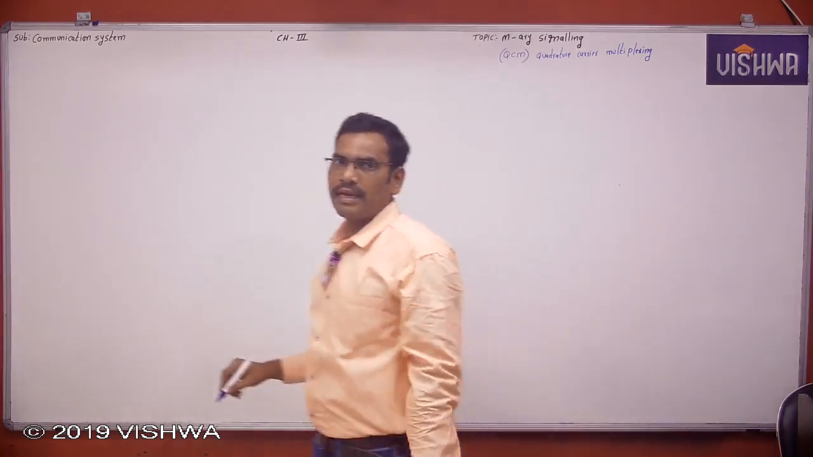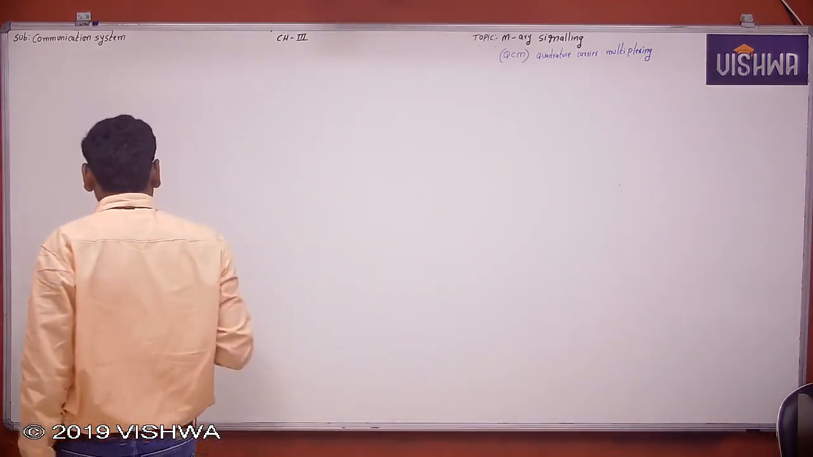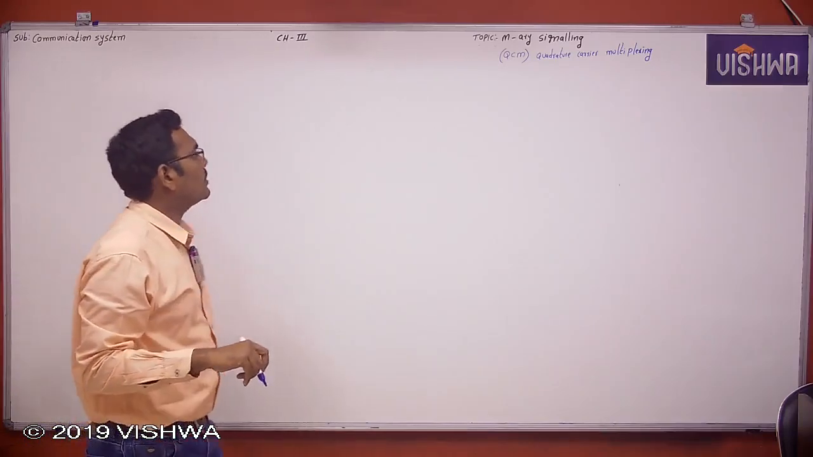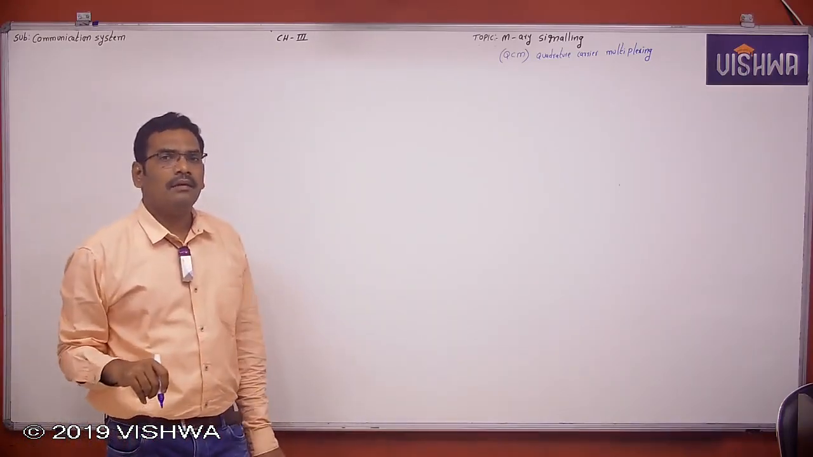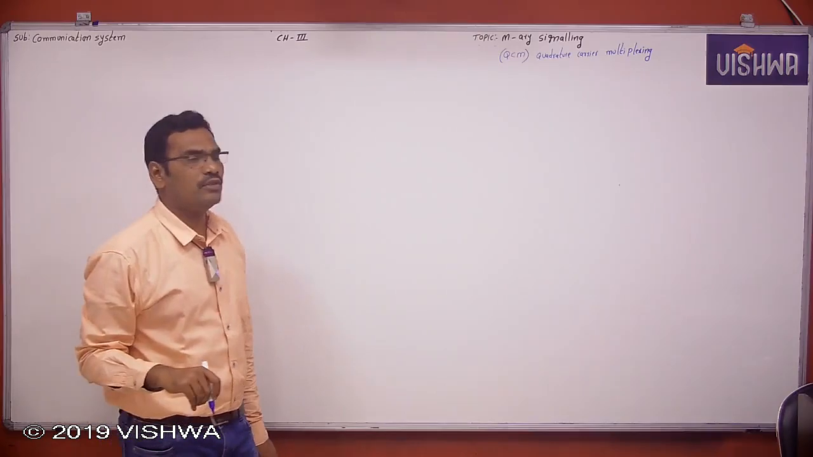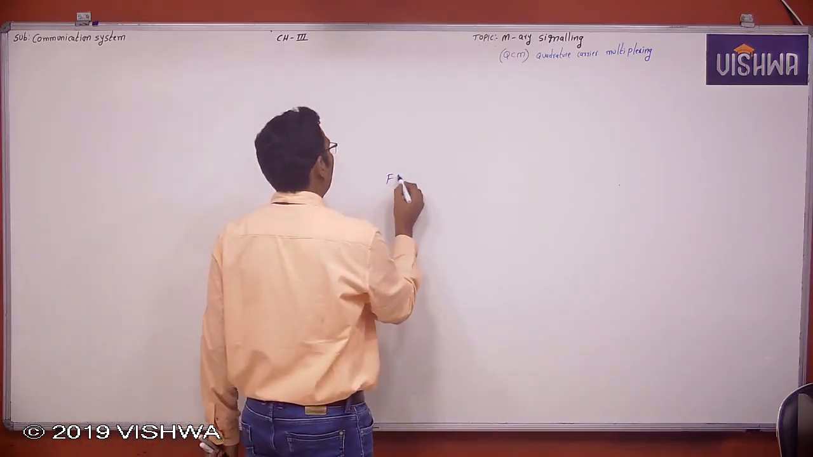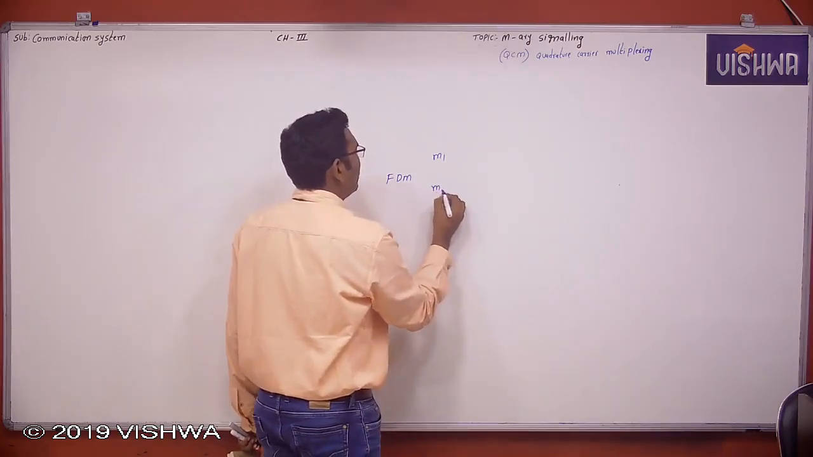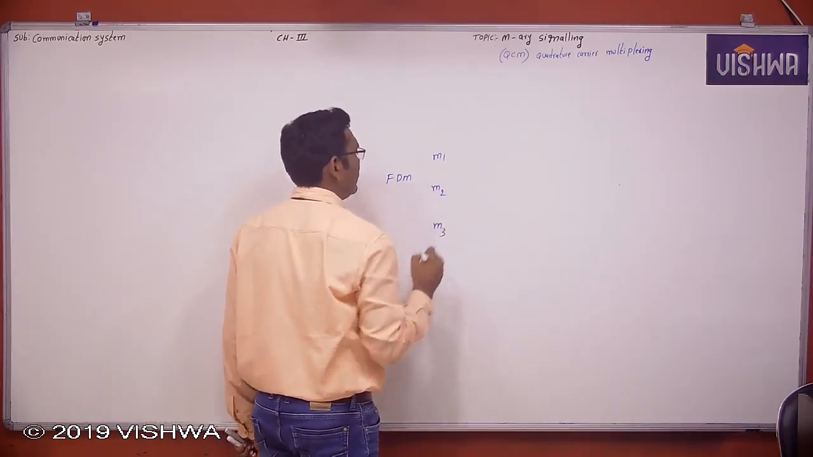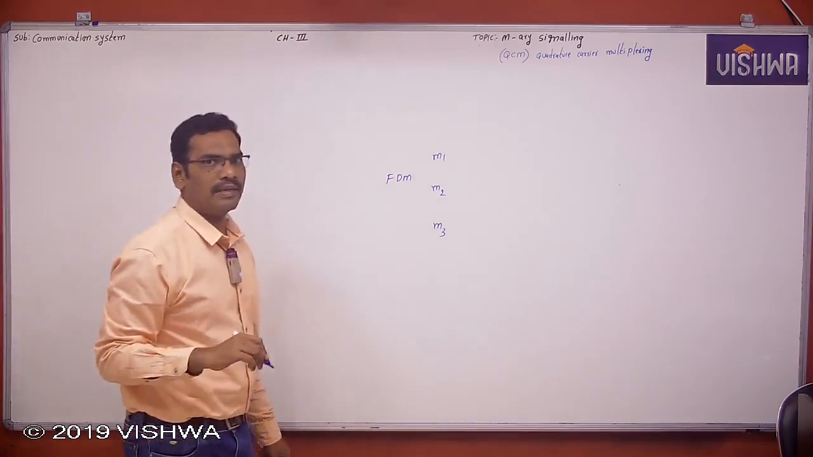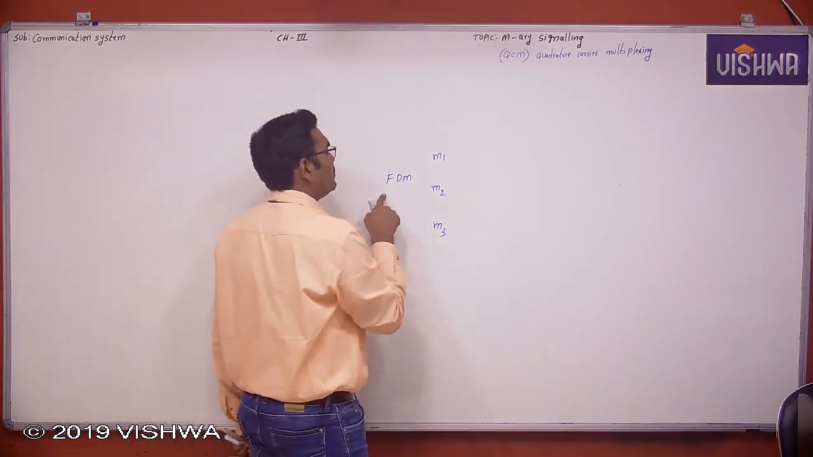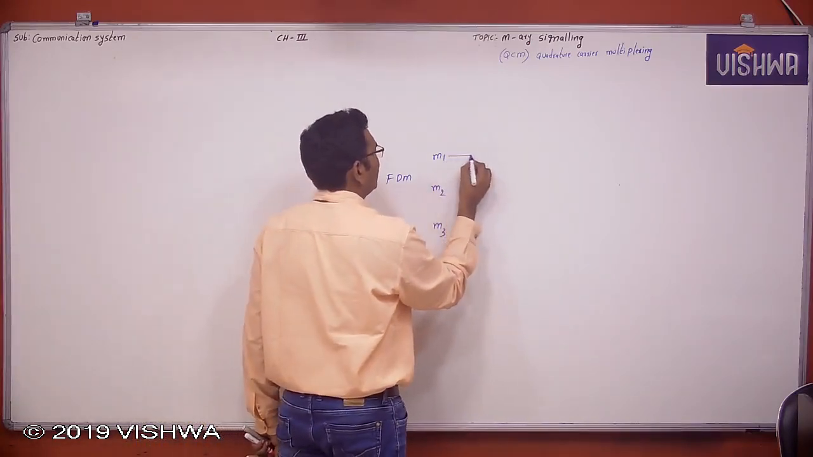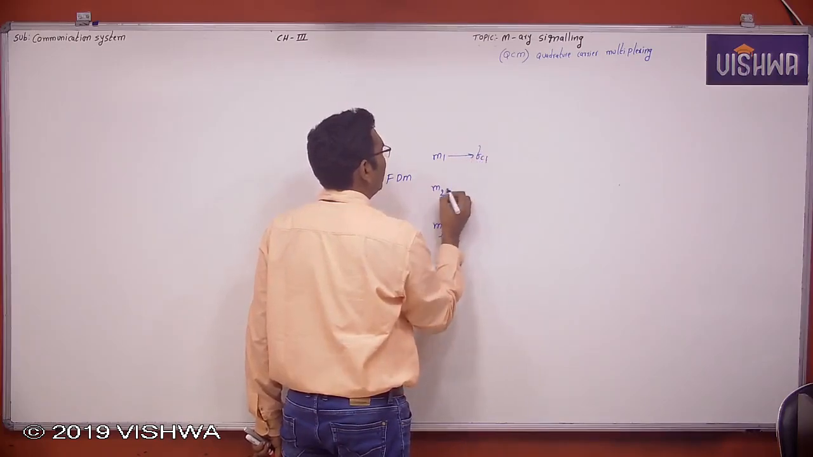What is quadrature carrier multiplexing? See, in analog communication, we studied frequency division multiplexing, FDM. What is frequency division multiplexing? Transmission of more than one signal through a single channel is called multiplexing. But if this multiplexing is based on frequency, for transmission of message 1, I require a carrier frequency of fc1.